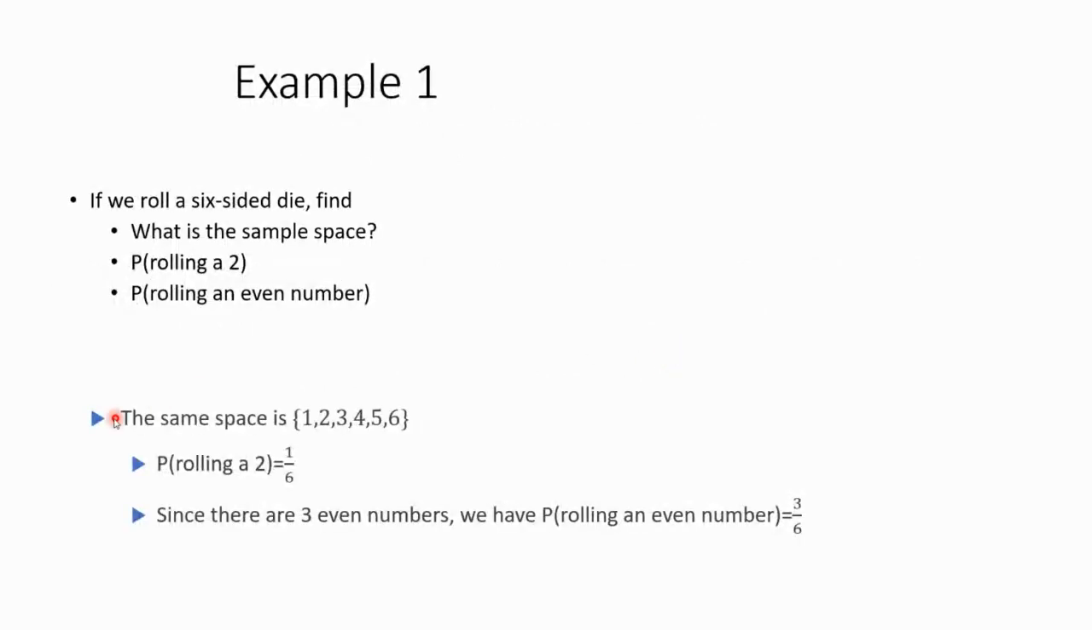As an example, let's suppose we roll a fair six-sided die. It's fair unless stated otherwise. What is the sample space then? Let's find that. We're going to find the probability of rolling a 2 and the probability of rolling an even number. Well, we already saw the sample space, right? You're rolling a six-sided die, so the sample space would be 1, 2, 3, 4, 5, or 6. Each side is labeled by a number.